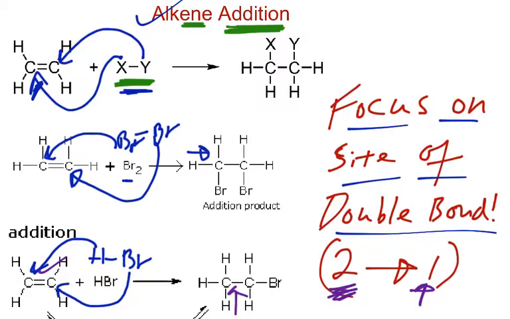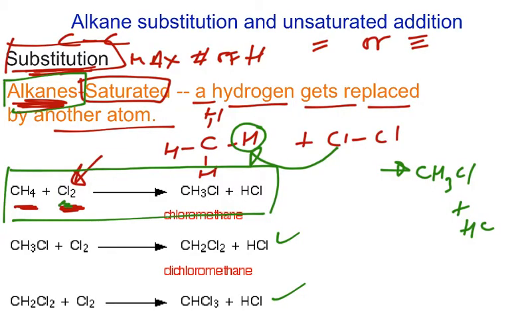All right, so there's two simple reactions, guys. We did alkane substitution, which happens with saturated compounds. Substitution, saturated. That's your memory device right there. And unsaturated addition, which happens with double or triple bonds.